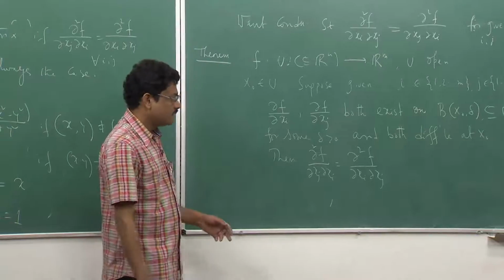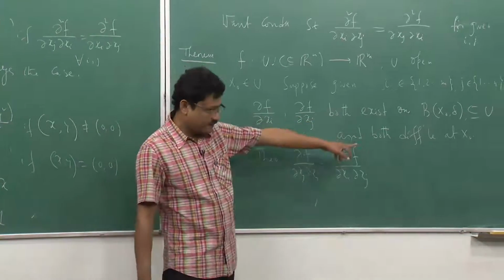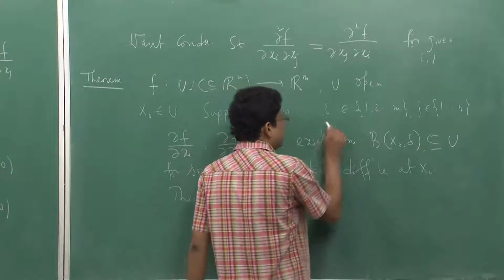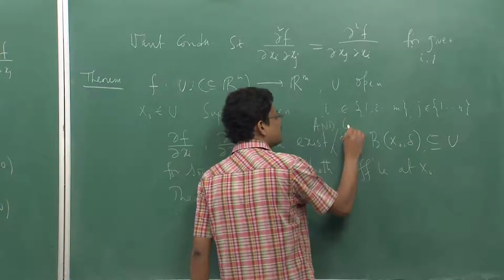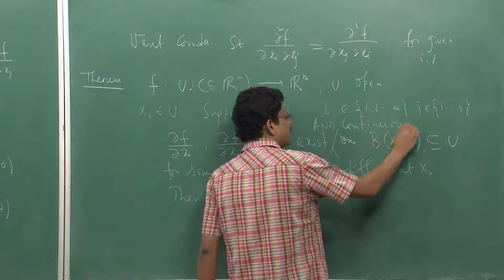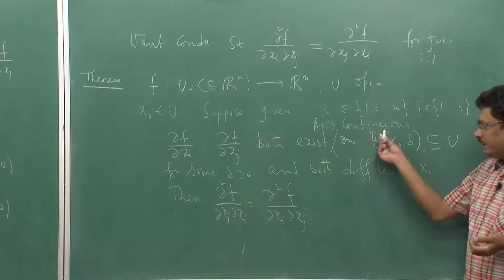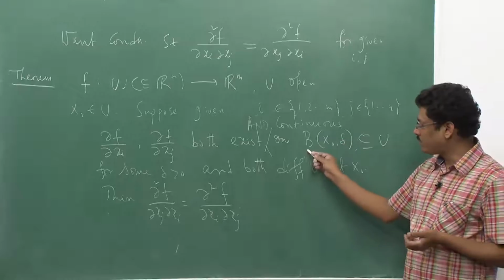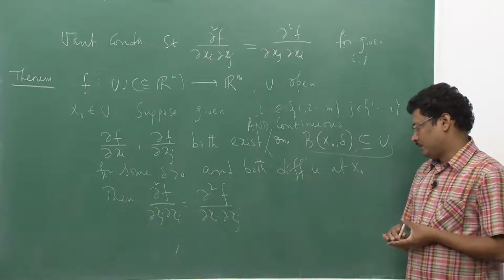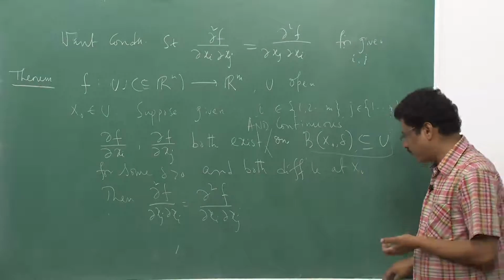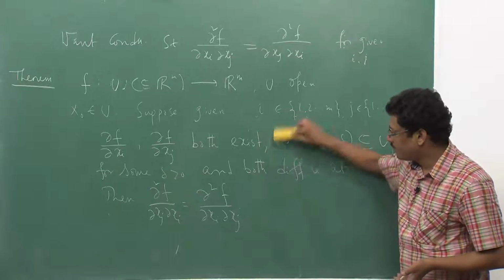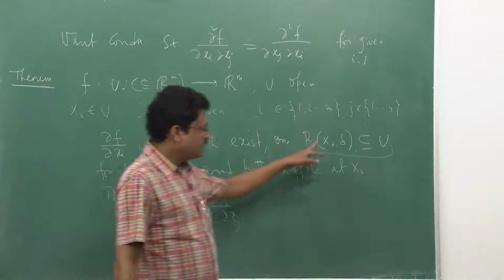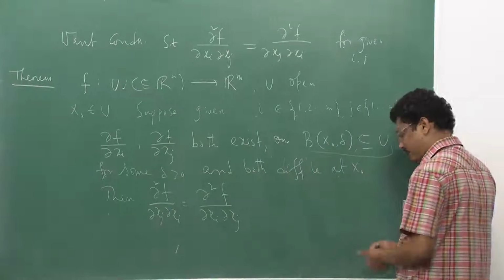So, what is the condition? These two must exist. They must be differentiable at x naught, but the condition is they both exist, and I missed the most important, continuous. But why did I not write it? Because I am saying it is differentiable, and differentiable at x naught means it is already continuous at x naught, but I want it continuous on the entire ball B(x naught, delta). Continuity at x naught is enough, but it has to exist on the entire ball, that is important. So, whether you add continuous or not, it does not make any difference.